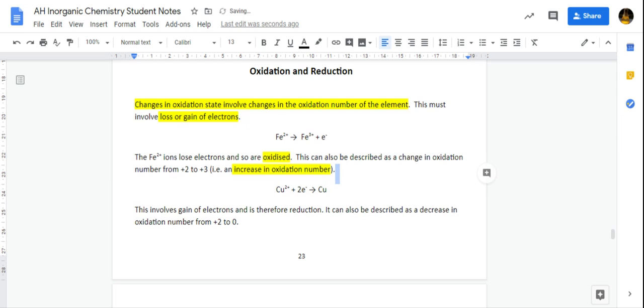If we have a look at copper here, we've got copper 2+ ions, which have an oxidation number of +2, gaining electrons to form copper metal. Now that's a single, uncombined element, so that's just got an oxidation number of 0. So this is a gain of electrons. So as we remember from National 5, that is reduction. And we've got a decrease in oxidation number. So we can say that oxidation is an increase in oxidation number, and reduction is a decrease in oxidation number.